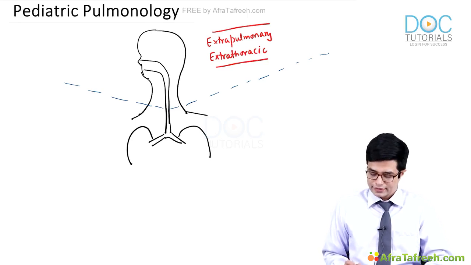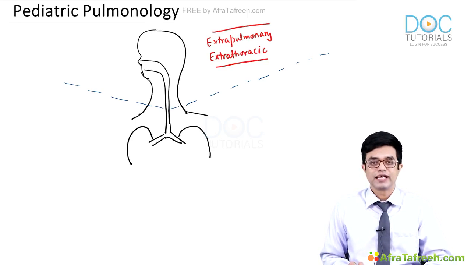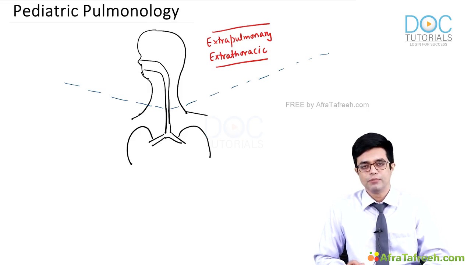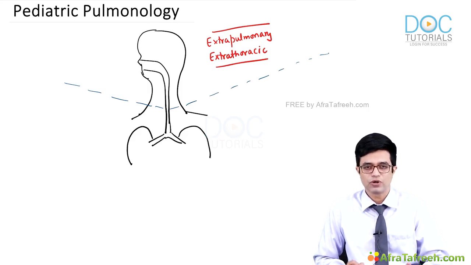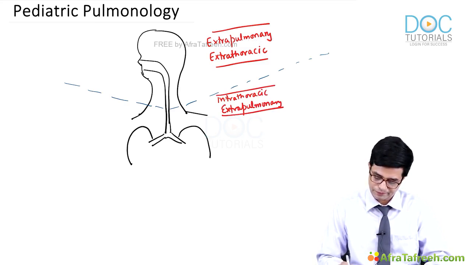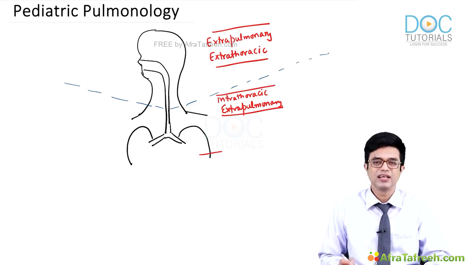The second part is the one which is inside the thoracic cavity but outside the lung parenchyma and the interstitial spaces of the lungs. It includes your major bronchus, right and left bronchus, their branches and terminal bronchioles. This whole part is called intrathoracic, extrapulmonary. And the third part is that of the lungs themselves.